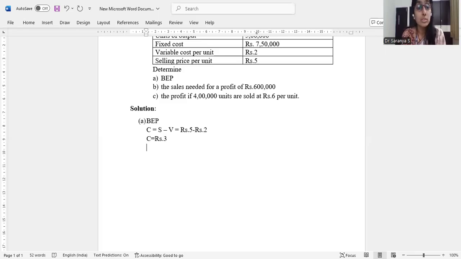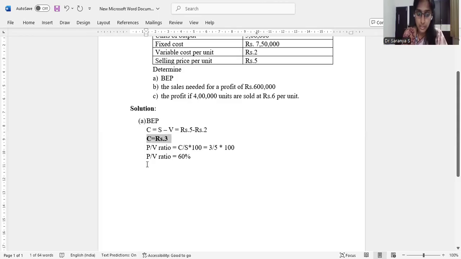Once the contribution calculation is done, next we have to find out the PV ratio, which means profit volume ratio. So here it is C divided by S into 100, contribution by sales into 100. The contribution we got in the previous step is rupees 3, and sales is given in the question as rupees 5, into 100. So 300 by 5 is nothing but 60%. We have found the contribution, rupees 3, and the PV ratio is 60%.